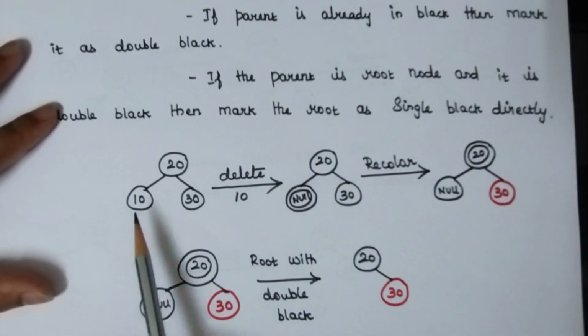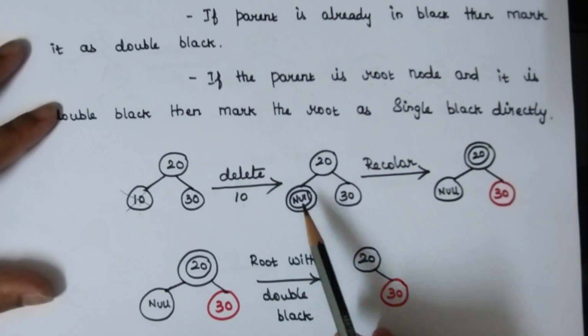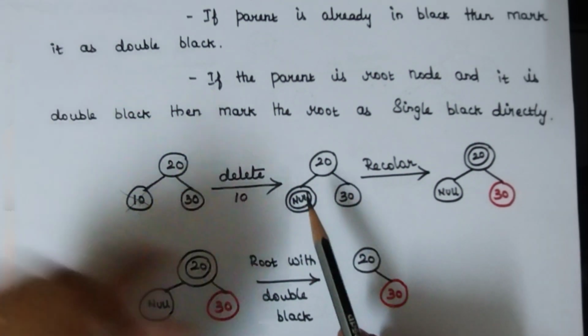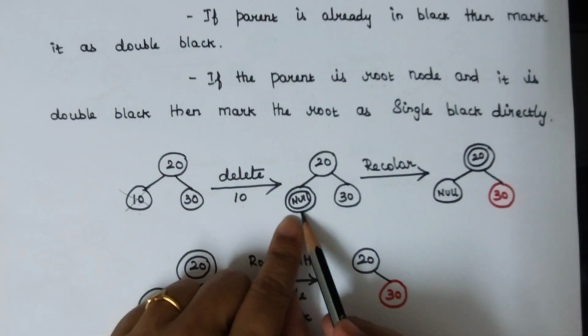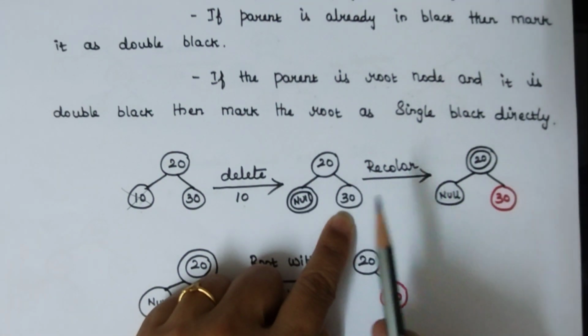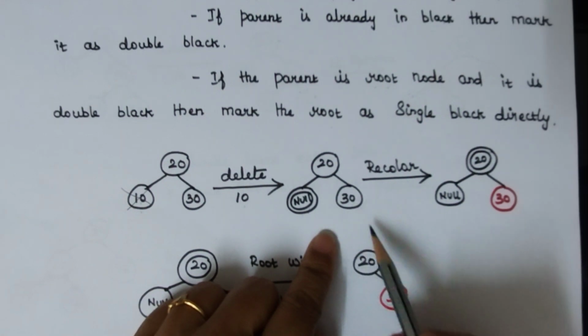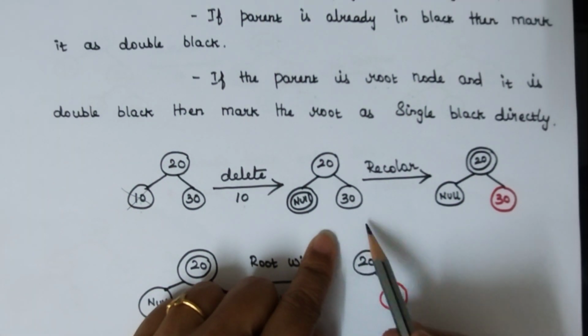Now this is the tree, and in this tree I want to delete 10. If I delete 10 in this place, what will happen? It will become a null value with double black. So once a double black exists in a tree, you need to eliminate that double black. How do you eliminate it? By checking its sibling color. What is the color of the sibling? Black color. But what is the color of its sibling's child? There is no child at all. If there is no child, it is considered as black color.